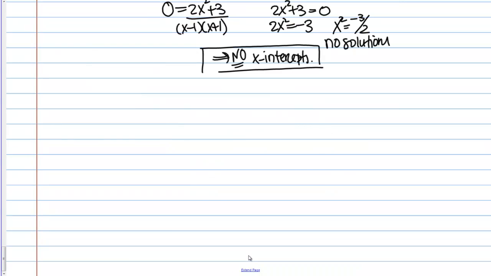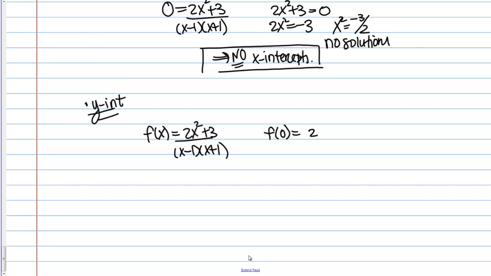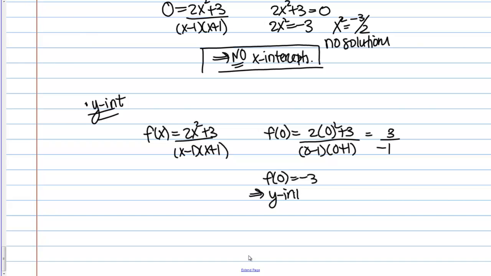What about y-intercepts? Well, y-intercepts are found by setting x equal to 0. Okay, so once again, my function, 2x squared plus 3 over x minus 1, x plus 1. So I want to evaluate f of 0. So plug in 0 for x, and I get 3 on the top, -1 on the bottom. We found this before as well when we found that local maximum. So I find f of 0 equals -3. Or I could also say there's a y-intercept at -3.